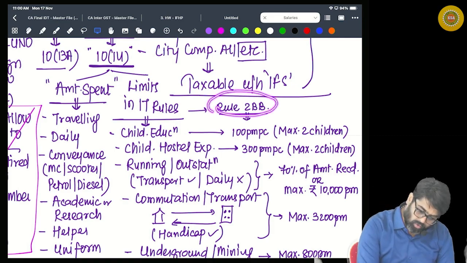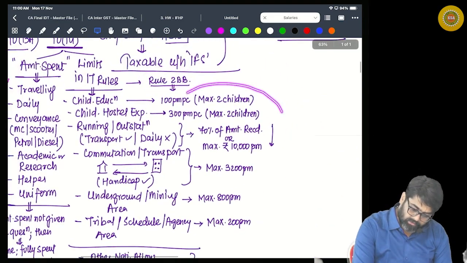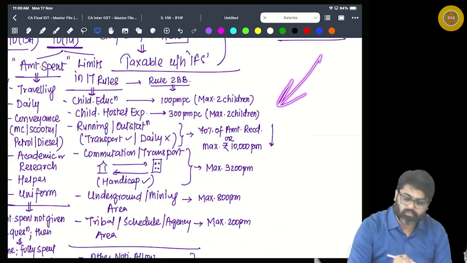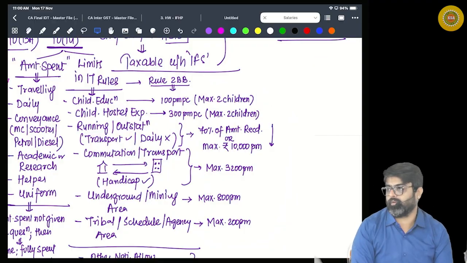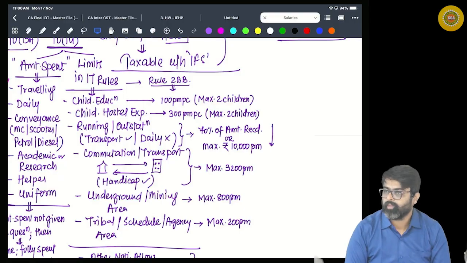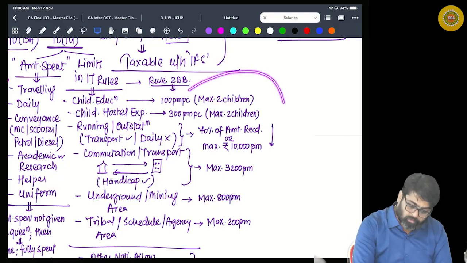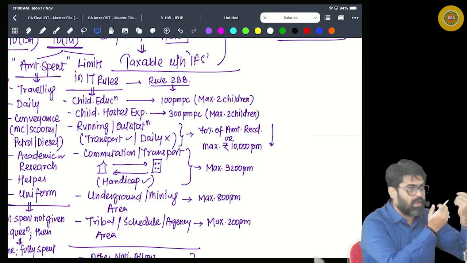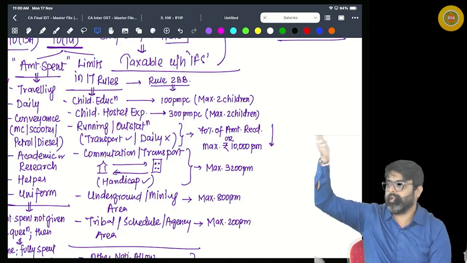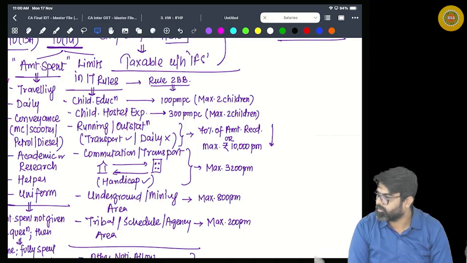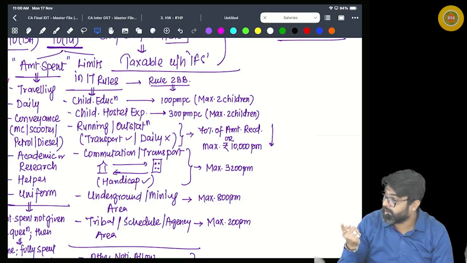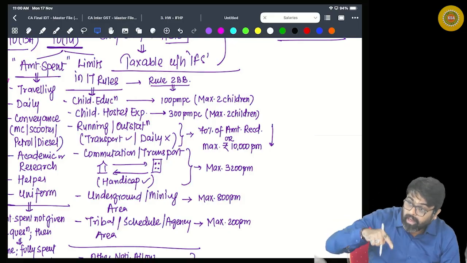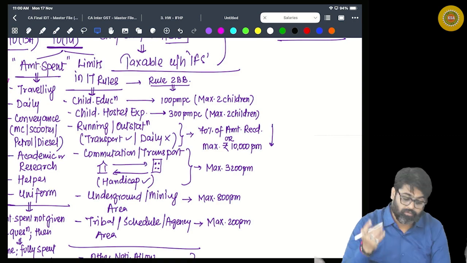In this rule 2BB, the limits are prescribed. If the allowance received is within the limit, then it is fully exempt. If the allowance received is more than the limit, then up to the extent of the limit the allowance will be exempt, and anything over and above that will be taxable. Under section 10(14), the exemption is given based on the limit prescribed in IT rules. Yes or no? Now, which are those allowances?